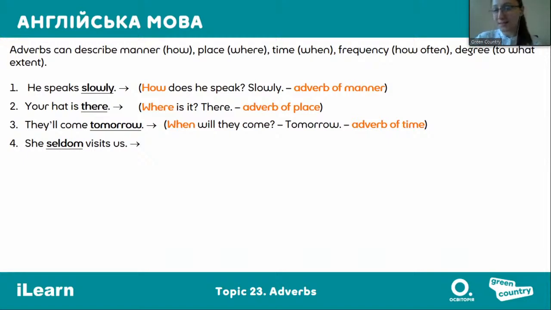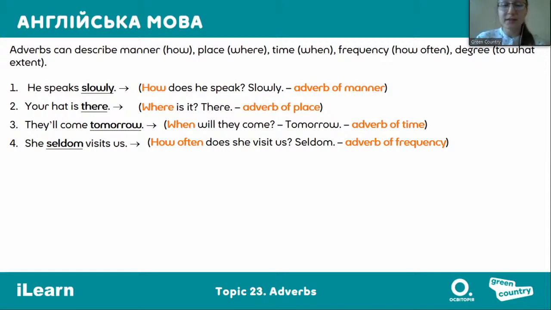She seldom visits us. What about seldom? What do we call these types of adverbs? She seldom visits us. So what question can we ask? That's right. That is an adverb of frequency. How often does she visit us? Seldom. How often? It answers the question about frequency, yes? Okay, great. So now we know more about adverbs.